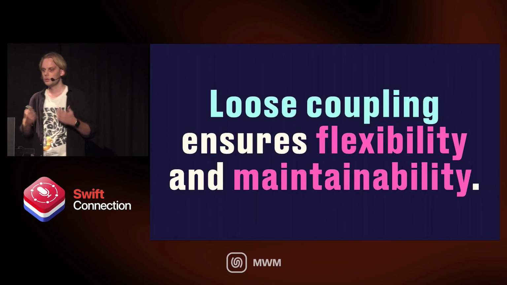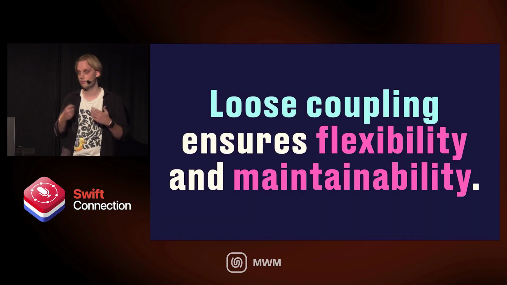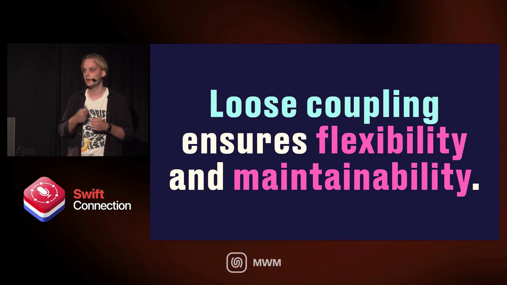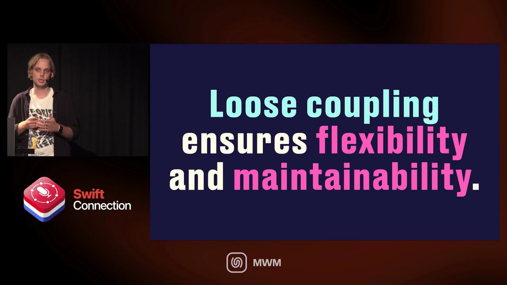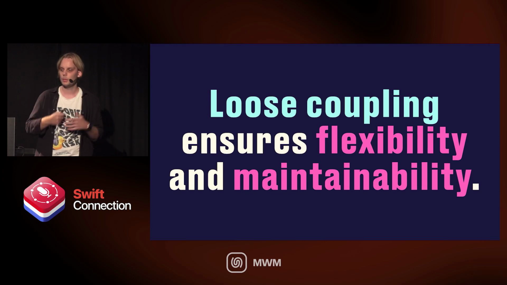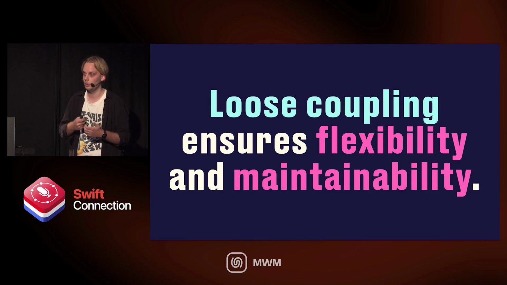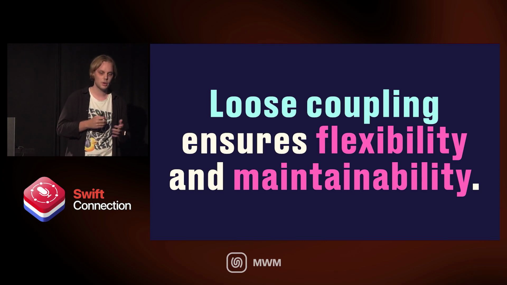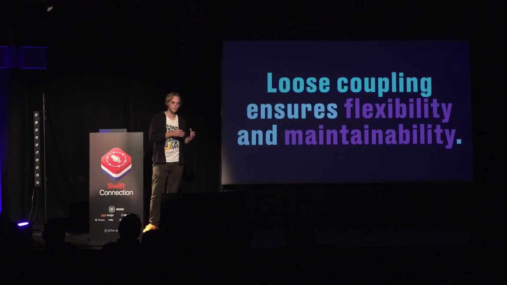So loose coupling ensures that our code base is flexible enough that it can adapt to changing requirements and accommodate new features with the minimum changes needed. And loose coupling also ensures that our code base is maintainable because our components have well-defined boundaries, which means that we can fix bugs and introduce new features in a limited scope of our application without the risk of unintended side effects in other parts of the system. Furthermore, these well-defined boundaries also mean that we can work on components in parallel across a team.